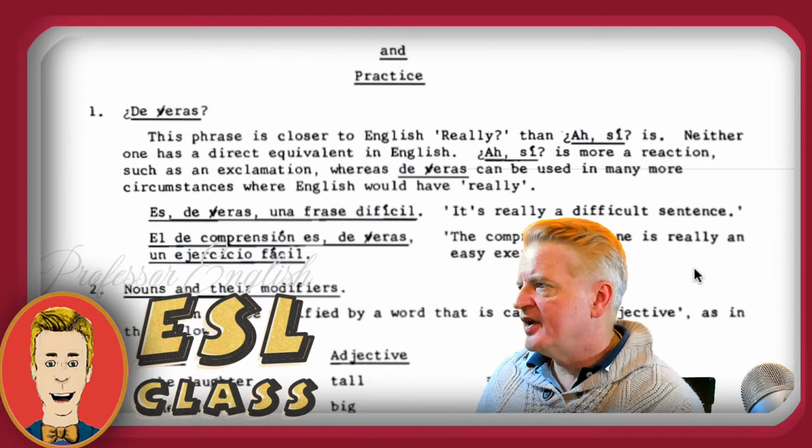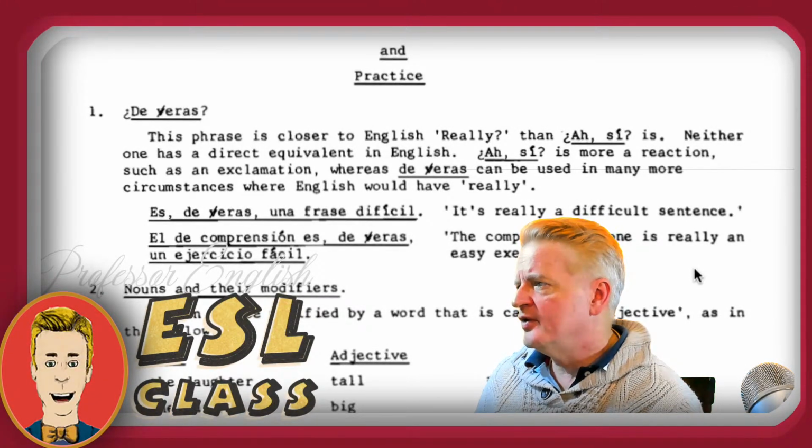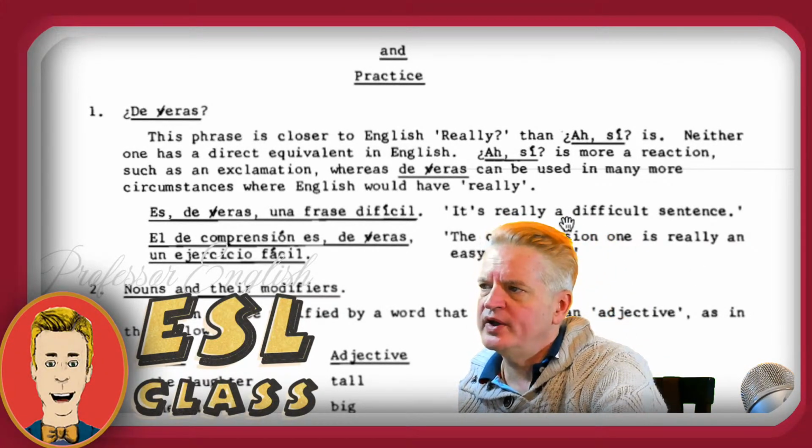Number 1 is de veras. This phrase is closer to the English really than así is. Neither one has a direct equivalent in English. Así is more of a reaction, such as an exclamation, whereas de veras can be used in many more circumstances where English would use really.